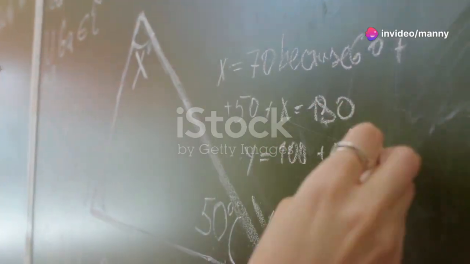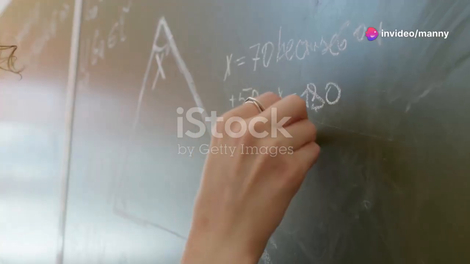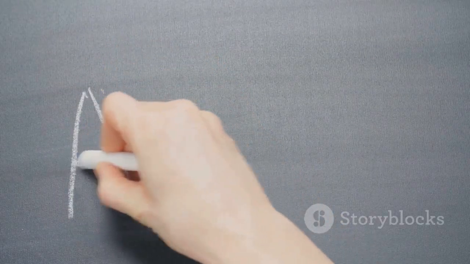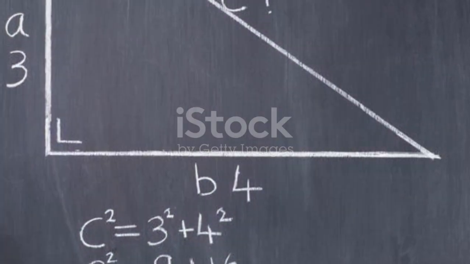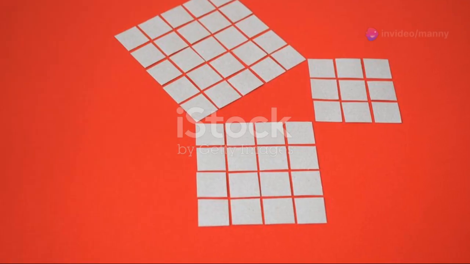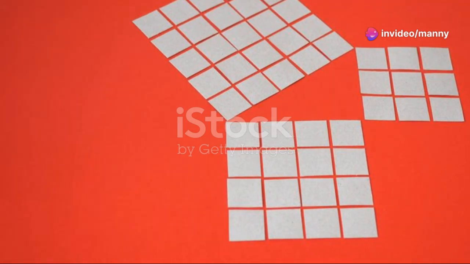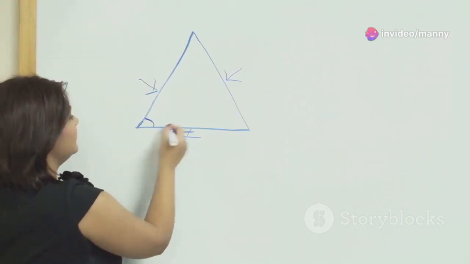Section 3. Exploring right triangles. Right triangles are the foundation of trigonometry. They have one 90-degree angle. This makes them special. We can use the Pythagorean theorem with them. This theorem states that a squared plus b squared equals c squared, where c is the hypotenuse. This helps us find unknown sides.